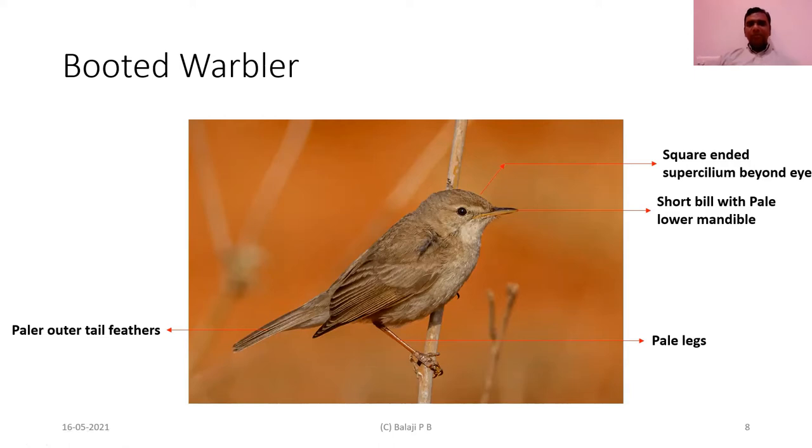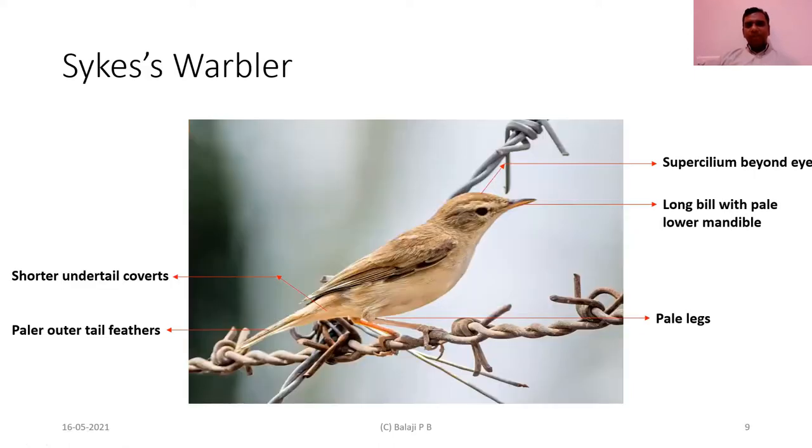Let's come to the next species, which is the Sykes's warbler. The Sykes's warbler, again, is a relatively common species, but a lot of people confuse the booted warbler with the Sykes's warbler. The Sykes's warbler differs from the booted in that it has a slightly longer beak. The supercilium, like the booted, extends beyond the eye. It has pale legs, and it has very short undertail coverts. Coverts are the thick feathers just below the tail. It's quite short.